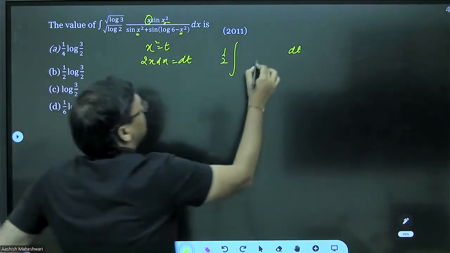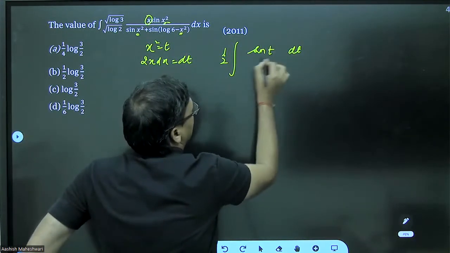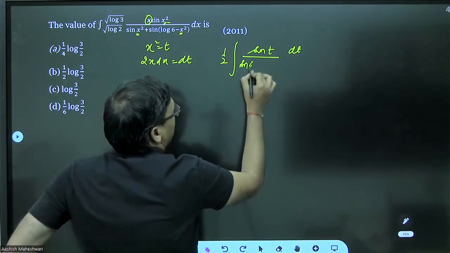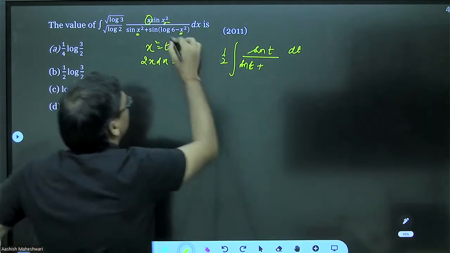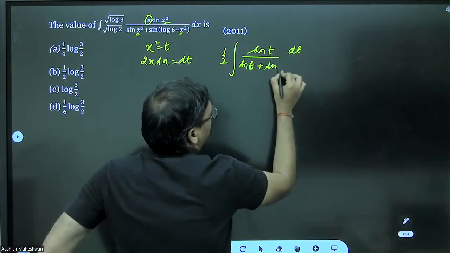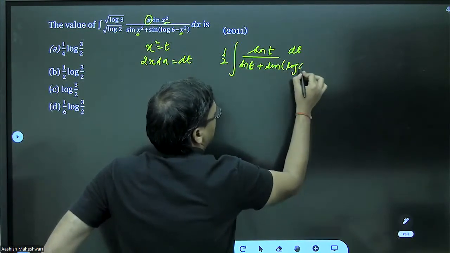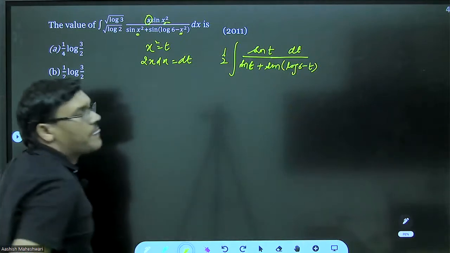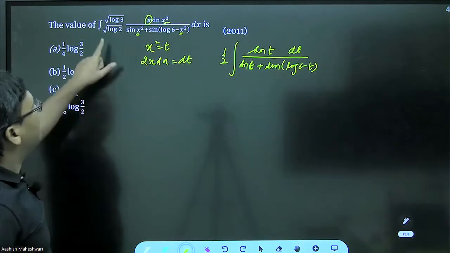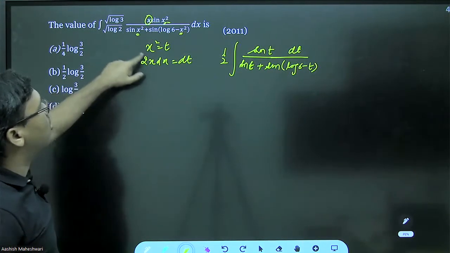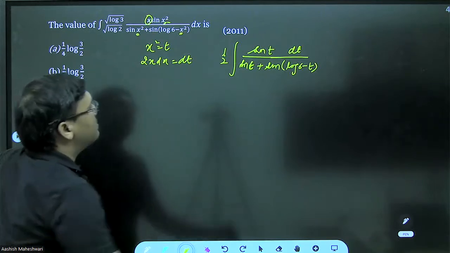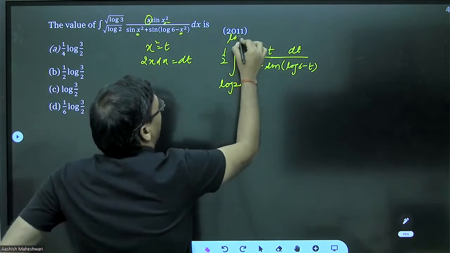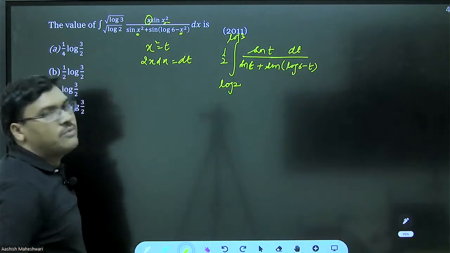What is this? Sine x squared will become sine t, divided by sine t plus sine of log 6 minus t. I hope this part is clear. Now what are the limits? If x is under root of log 2, what is the value of t? This is log 2. The lower limit will be log 2 and upper will be log 3. So these are the limits.